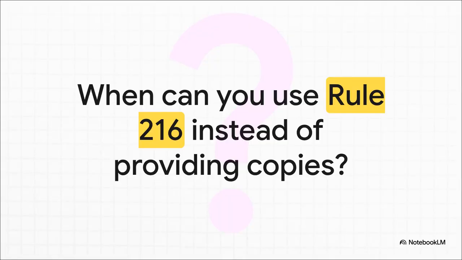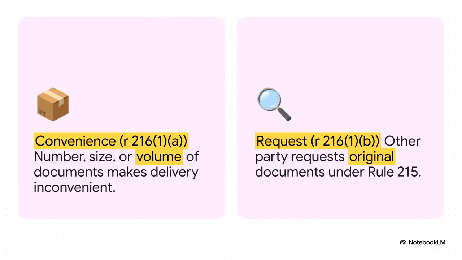You can't just decide to use Rule 216 on a whim. You know, the UCPR is very specific. So when exactly are you allowed to say, hey, you want to see them? You got to come to me. It turns out there are two specific triggers. First one, under Rule 216.1a, is all about convenience.